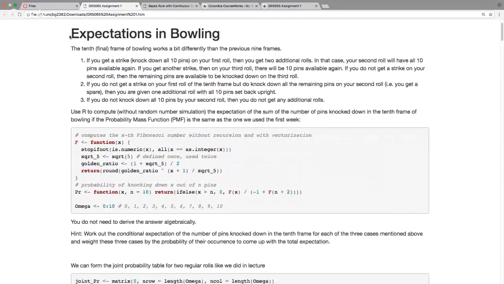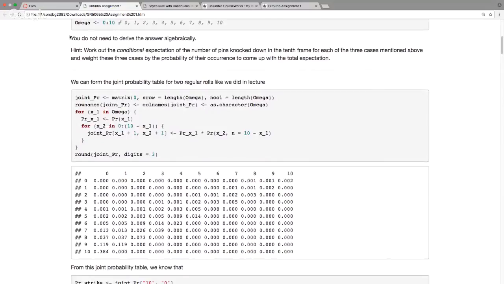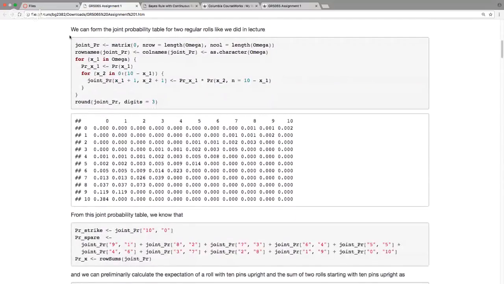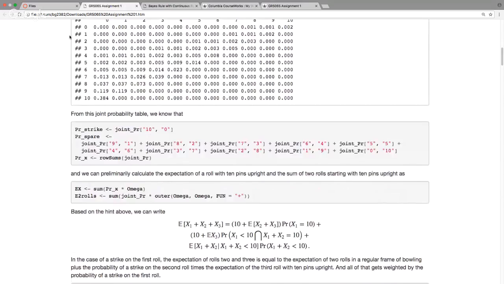So you're given a whole bunch of stuff. You need to probably create the joint probability table like we did in lecture. You can just copy the code for that. And there's a few things that are evident or calculatable from this table. One is the probability of a strike, which is just 10 and 0. Another is the probability of a spare, which is the sum of all those on the anti-diagonal. And finally, the row sums are the marginal probability of knocking down some number of pins when 10 are upright.